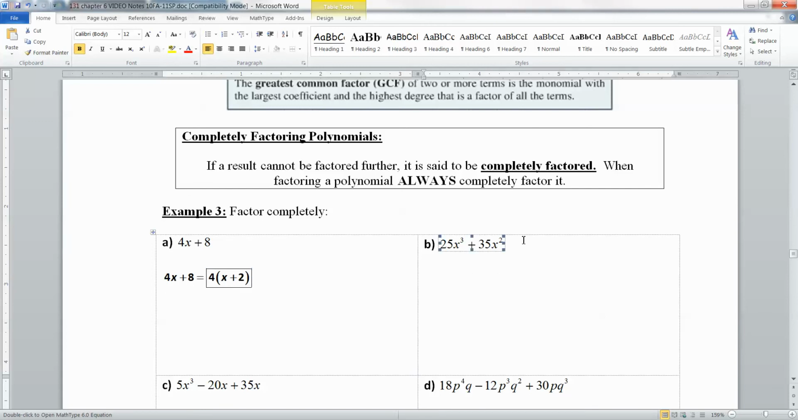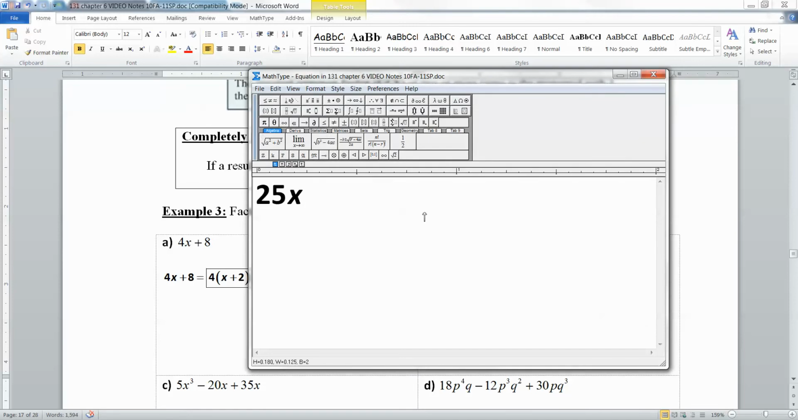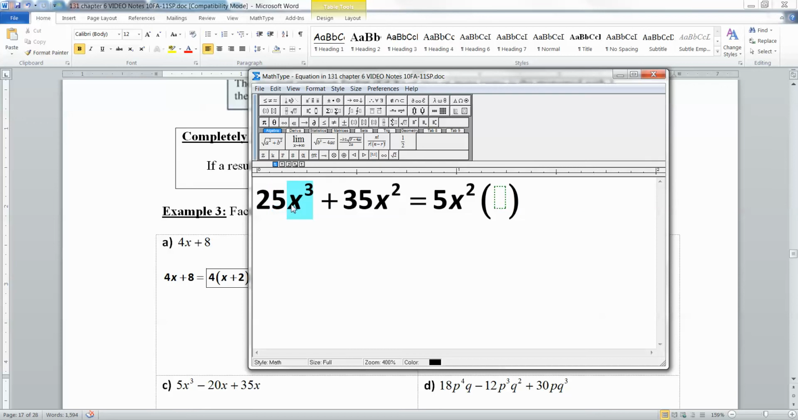All right, so let's look at the next one then. We have 25x cubed plus 35x squared. Now what we want to do is take out the biggest thing we can. So you start with 5, because 5 divides into 25, 5 divides into 35. But you also want the variable to the highest power possible. This first term has 3 x's to give, and this second one has 2. So if you try to take 3 out, the second term won't have enough to give you. So you have to go with the highest degree you can, which in this case is x squared.